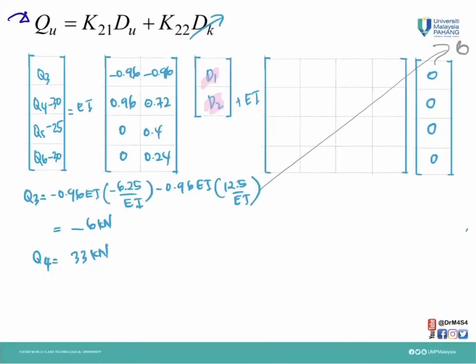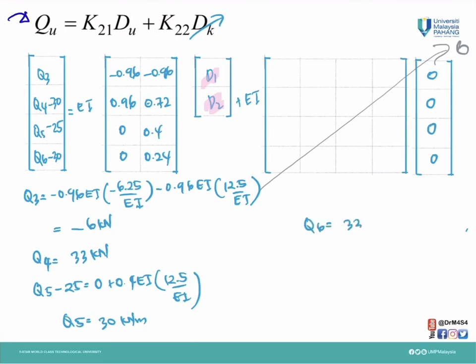So let's do it for Q5. For Q5, Q5 minus 25, 0 plus 0.4 EI times 12.5 over EI, and then you will get Q5 is 30, in units of kilonewton meter. And then for Q6, it is 33 kilonewton.